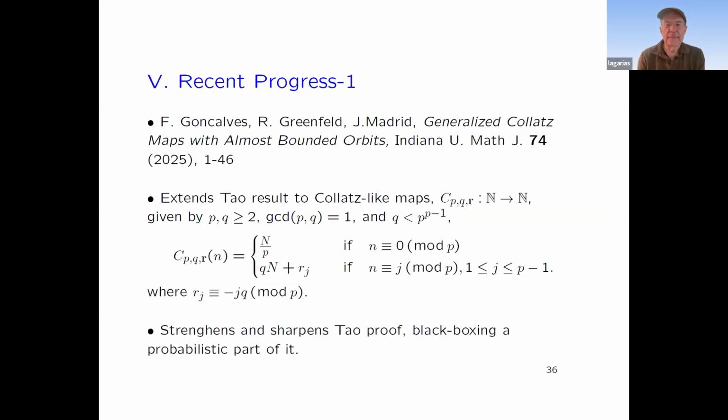And they had to strengthen and sharpen the tile proof to do that, in particular black boxing a probabilistic part of it. There's a probabilistic theorem input in there. It's a theorem, so the same behavior occurs for them. You can iterate down to a small number, and you use the bound q is less than p to the p minus 1. That's the threshold that says that going downhill is beating going uphill. So if q is bigger than p times p minus 1, we expect there are divergent orbits, and we can't prove it.